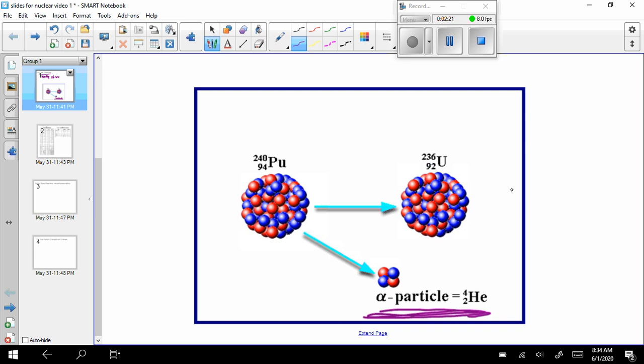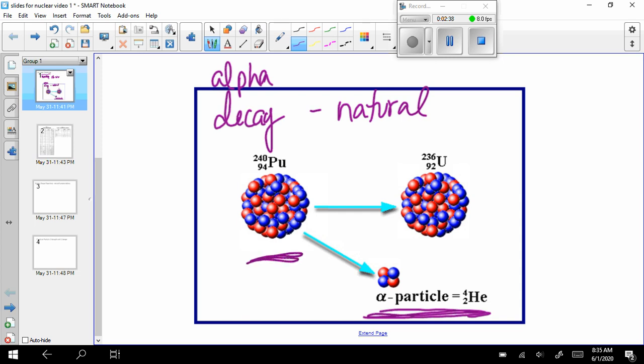And 92 is uranium. So when it does this, this is called decay. And because it lost an alpha, we would call it alpha decay. And this is natural, meaning it happened all by itself. There's only one reactant here. You didn't fire something at it to cause the change. It happened all by itself, again, because it was unstable, that very high proton to neutron ratio inside the nucleus. And it is called a transmutation.